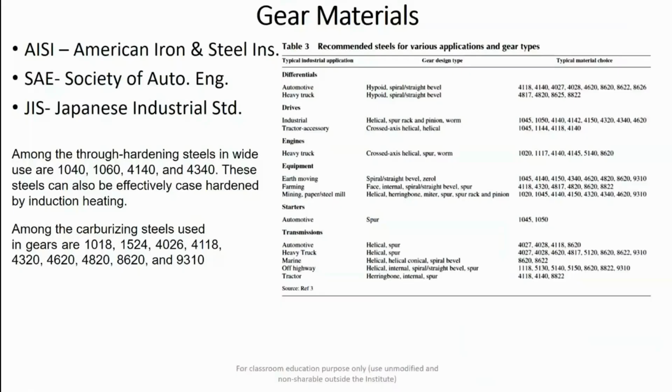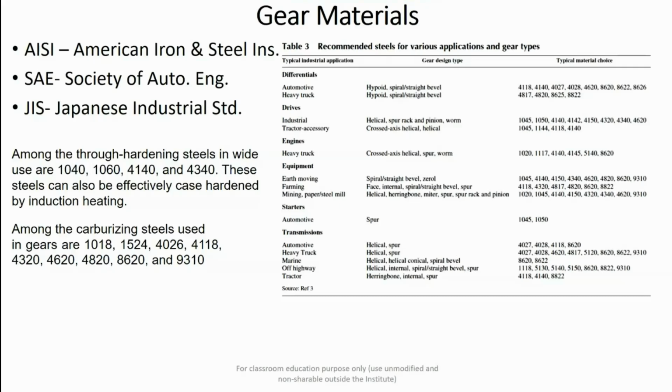We have different types of gear materials that we select for the manufacturing of our gears. The gear materials are available in three different types of grade materials defined by three agencies all around the world. The first agency is the American Iron and Steel Institute. The second agency is the Society of Automotive Engineers. You know that this particular component is very much used in automobiles.